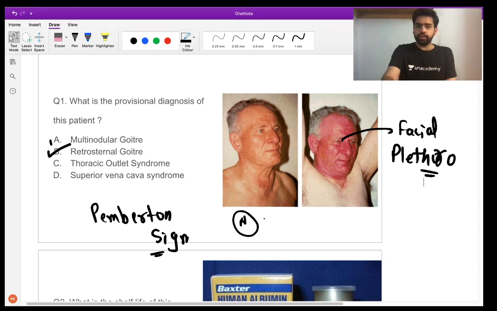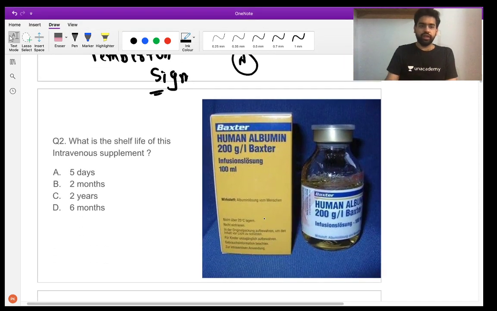So, what is the shelf life of this intravenous supplement? What is being shown in this image? We have a human albumin. Okay, so I hope you can appreciate this. This is a human albumin. So, in other words, I'm trying to ask you, what is the shelf life of this human albumin? Is it 5 days, 2 months, 2 years, or 6 months?